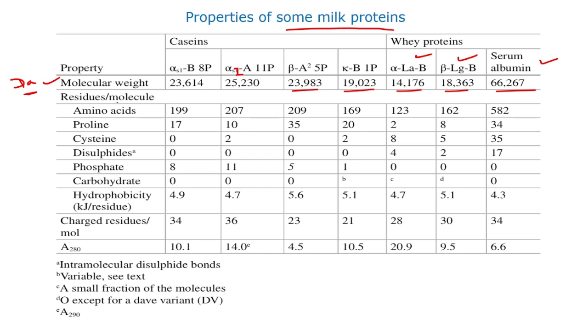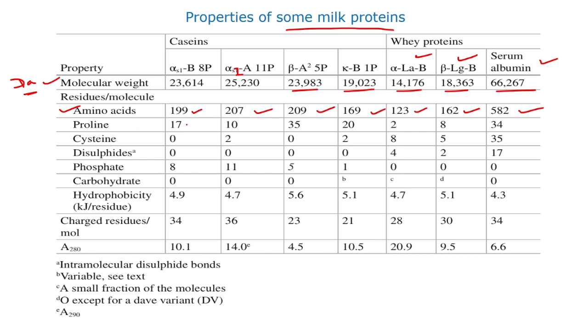Then coming to amino acid residues per molecule. Alpha S1 is having 199 amino acids, 207 in alpha S2 and 209 in beta casein, and kappa casein is having 169 amino acids. Alpha lactalbumin is having 103 amino acids, beta lactoglobulin 162, and serum albumin is 582 amino acids.